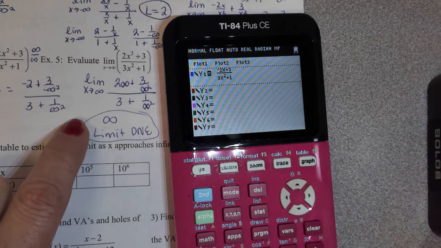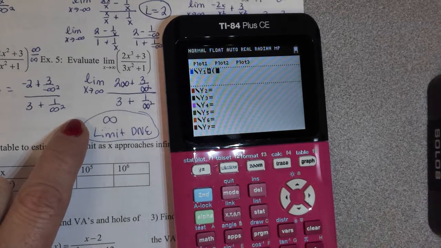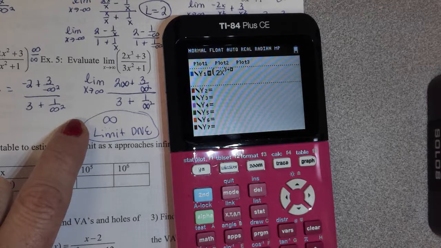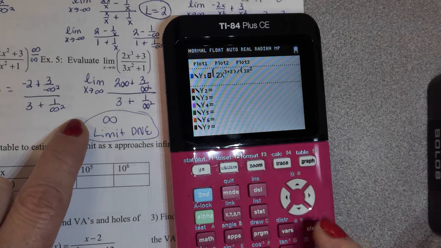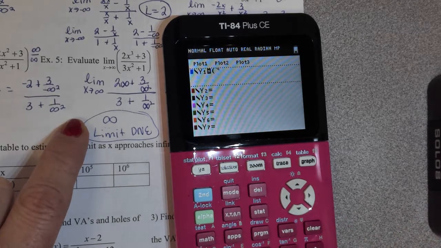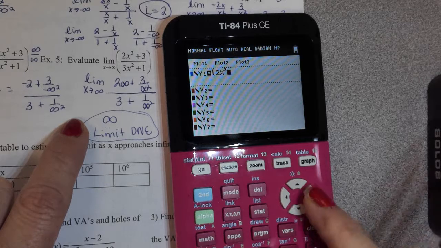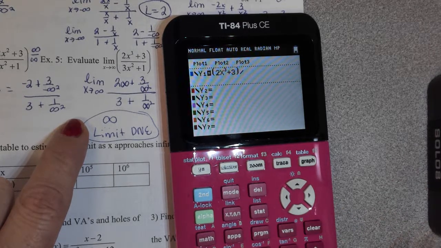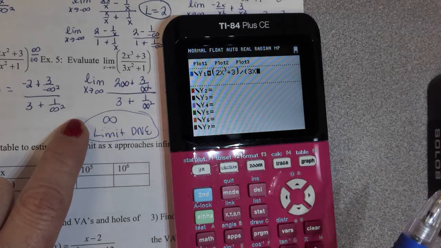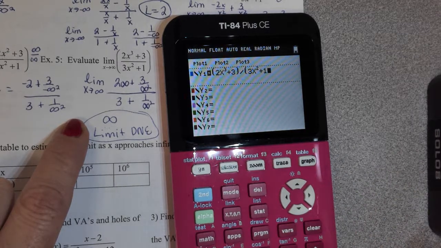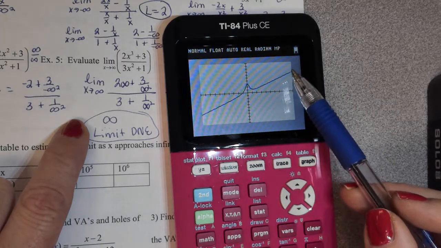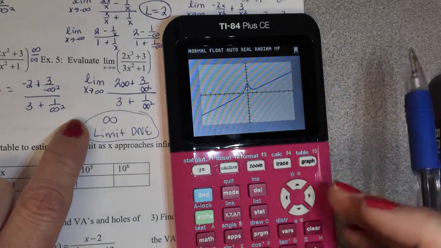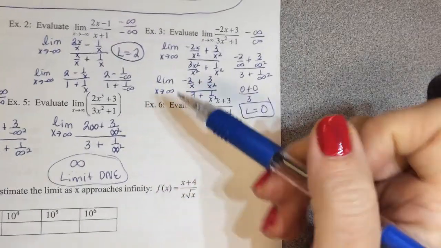Let me just show you what this looks like. This is going to be 2x to the third plus 3. Oh, goodness. Hold on. I always forget to get out of the exponent. Okay, so if I look at this, here's the way it looks. Can you see it even? See as x gets higher and higher, y is getting higher and higher? Double check it. All right.